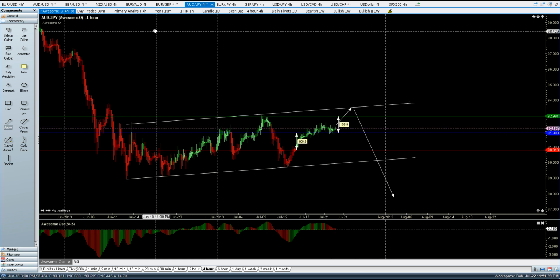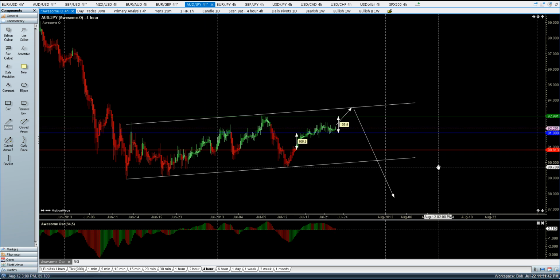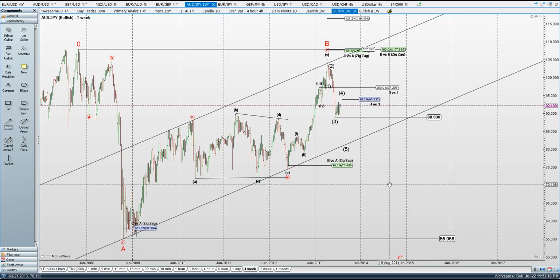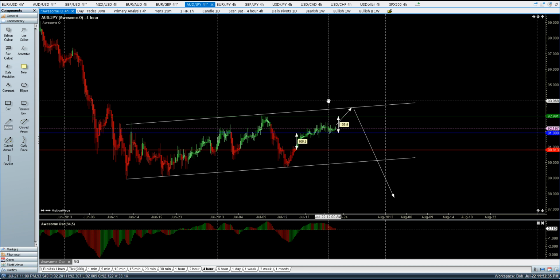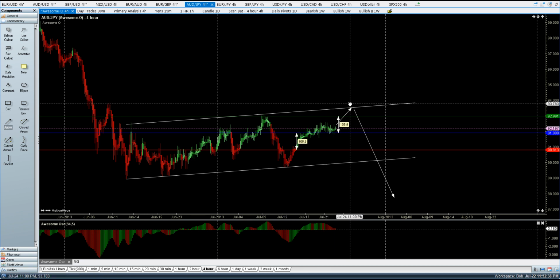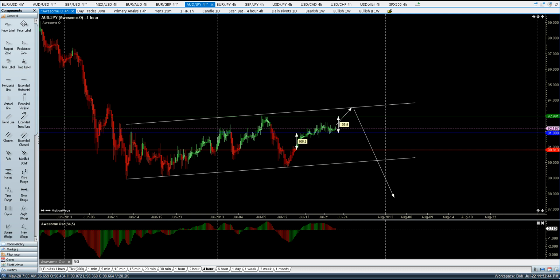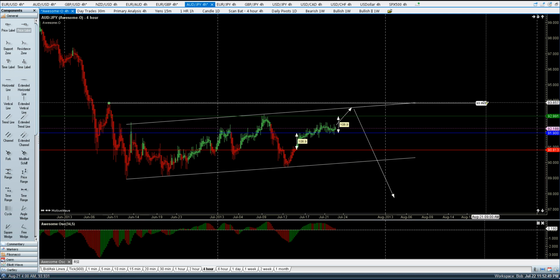But as you can see, looking for maybe a test to the top of this channel before reversing. And remember, this is possibly a wave 4, and this is the weekly chart. 1, 2, 3, looking for 4. It could reach all the way up to 93, 97 before another move down, which is this little peak right here. $93.80.